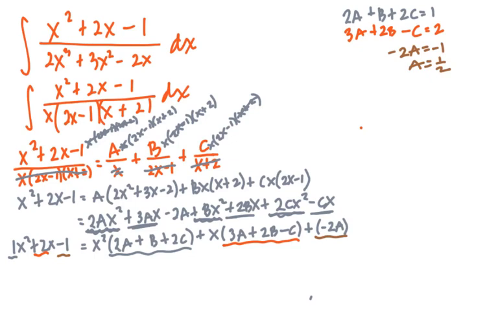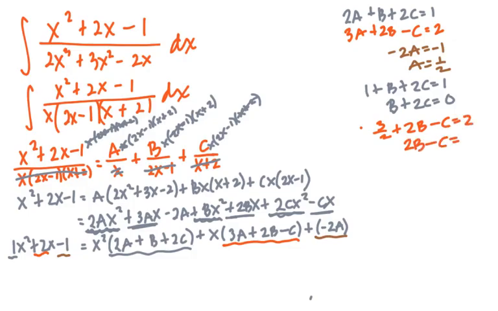So let's plug that into the top. If we plug it into the gray one, 1/2 times 2 becomes 1. So we have 1 plus b plus 2c equals 1. So b plus 2c equals 0. And then if we plug it into the red one, 3 times 1/2 is 3/2, plus 2b minus c equals 2. So 2b minus c equals 2 minus 3/2, which is 1/2.